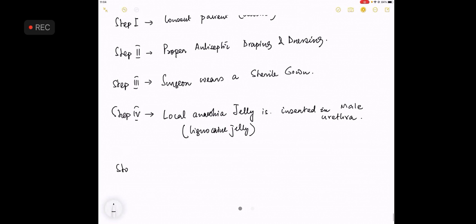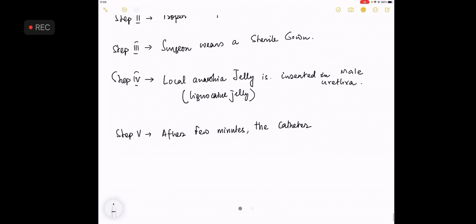The step 5 will be, after a few minutes, the catheter is taken from the packet in a sterile manner.